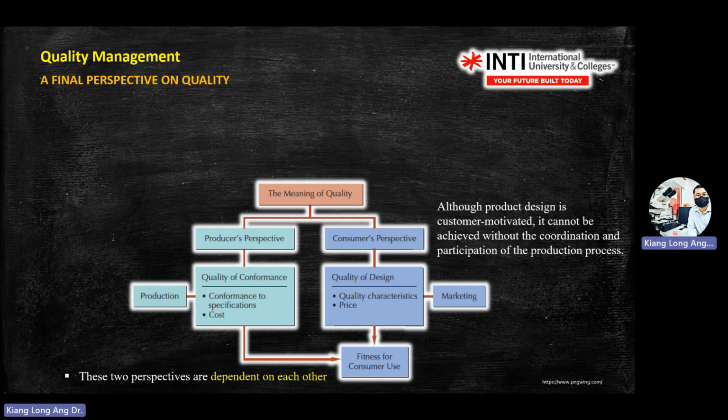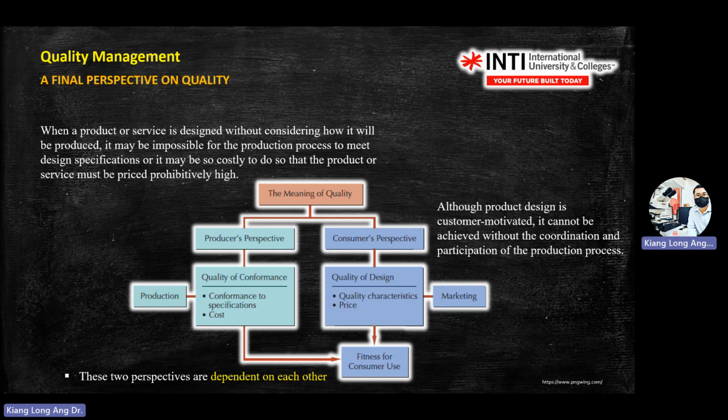Okay. So this is one of the charts from the meaning of quality just now. You have two parts: producer angle and consumer angle. For the producer angle, just now we touched on quality of conformance. Then the consumer is quality of design. The input is production, then fitness for consumer use.